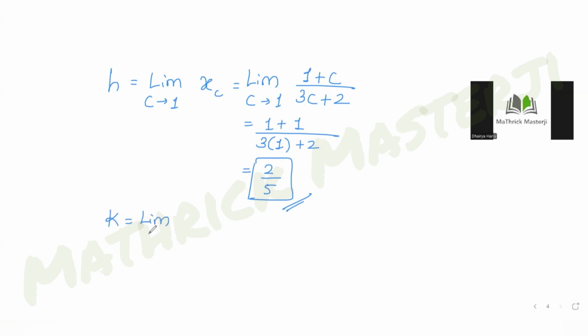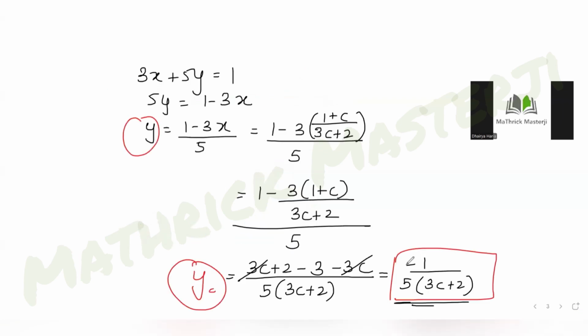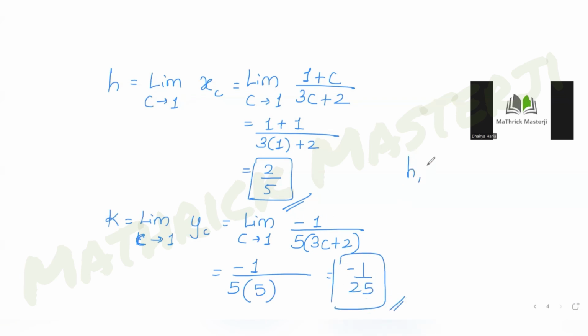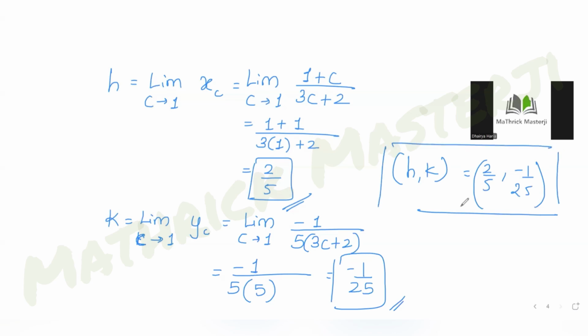K is the limit as c tends to 1 again, and instead of xc you have yc, which we got as minus 1 over 5 times (3c plus 2). If I put c as 1 here, I get minus 1 over 5 times (3 times 1 plus 2), and 3 times 1 is 3, 3 plus 2 is 5. So you get negative 1 over 25. So we get the center coordinates of the circle (h, k), which is 2 over 5 and negative 1 over 25. So we have the center coordinates of the circle.